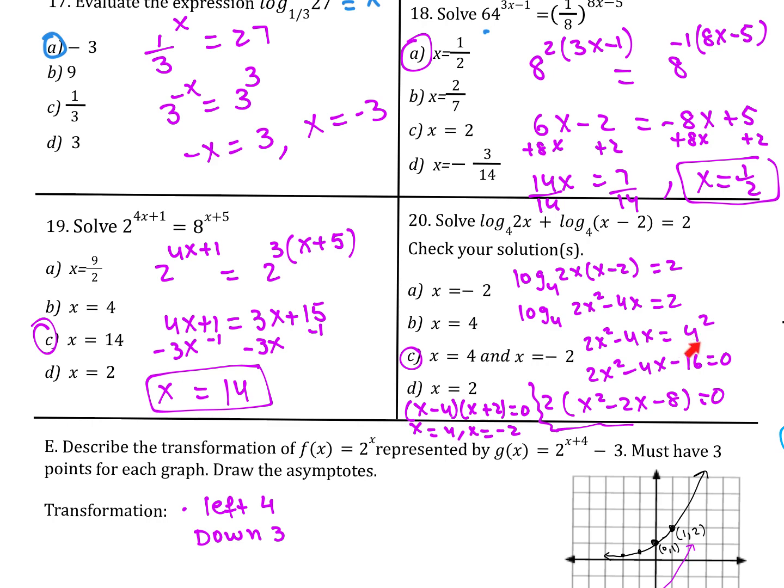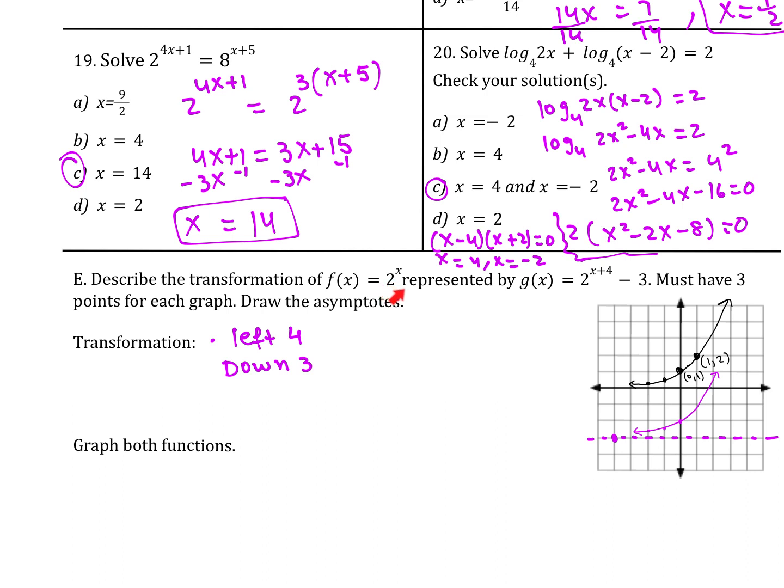Subtract 4 to the power 2, or in other words 16 on both sides. Take the GCF out as 2. You got quadratic equation x squared minus 2x minus 8 equal to 0. Factor that, multiply it to be negative 8, add to be negative 2, so x minus 4, x plus 2 equals 0. You got the x equals 4 and x equals negative 2 answer.